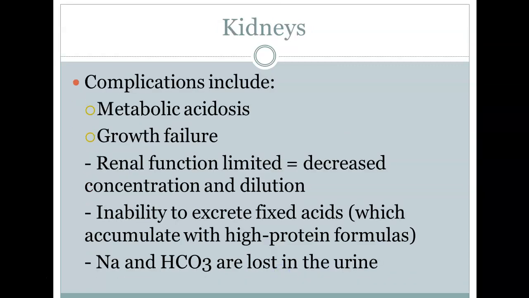In the kidneys, the complications include metabolic acidosis, growth failure, renal function can be limited, and they can have decreased concentration and dilution ability. They have the inability to excrete fixed acids, which can accumulate with high protein formulas, and sodium and bicarb are lost in the urine.